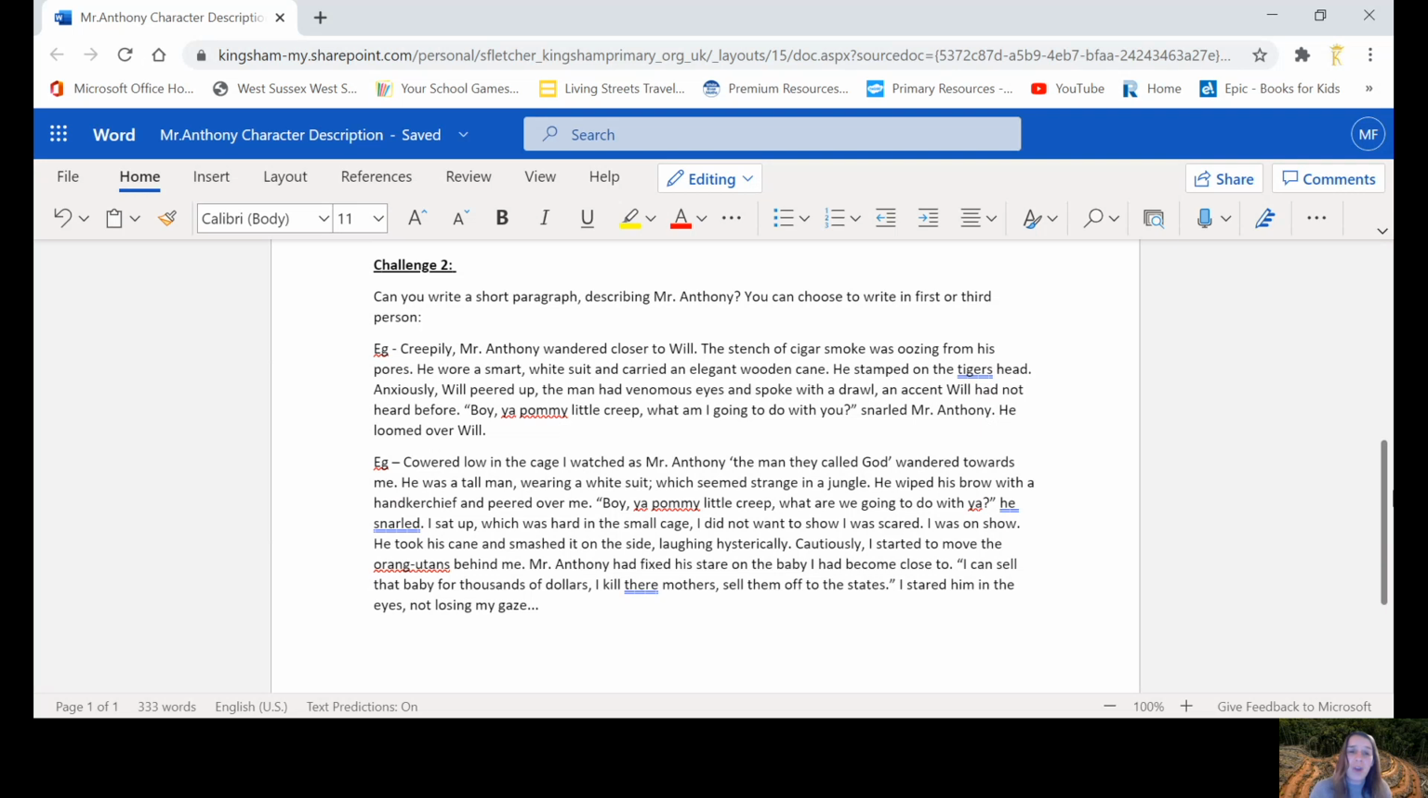Challenge 2 is, can you write a short paragraph describing Mr. Anthony? You can choose to write in first or third person, and you can come back to this place and look at the examples that I have written myself. As you can see, it's only 4 to 5 sentences. So let's get back and let's get started.